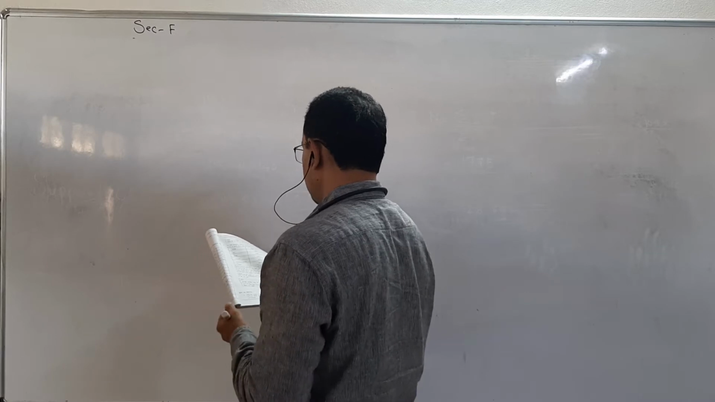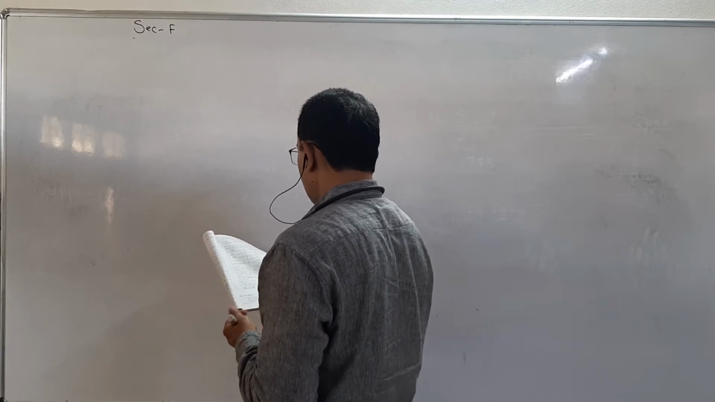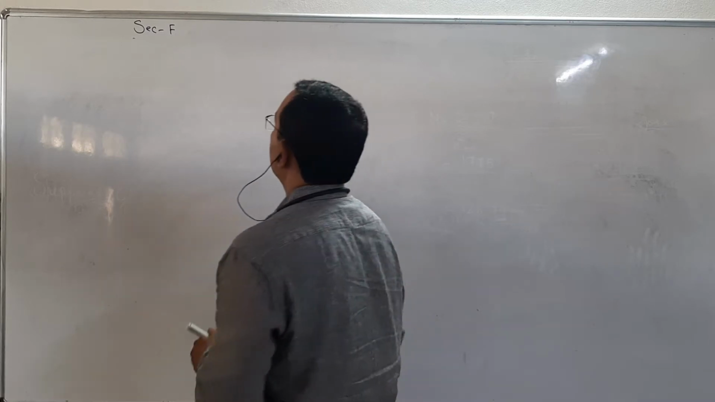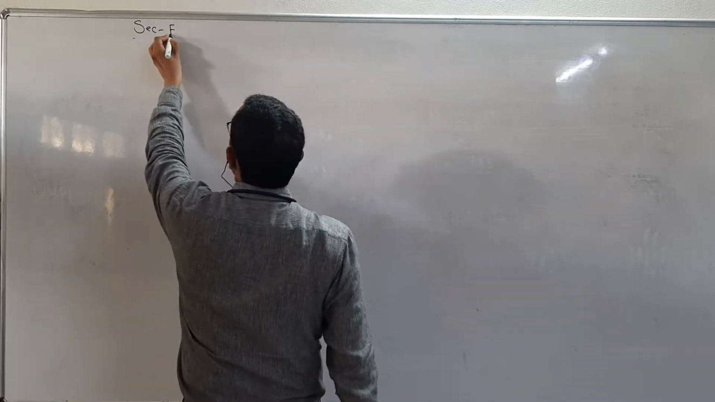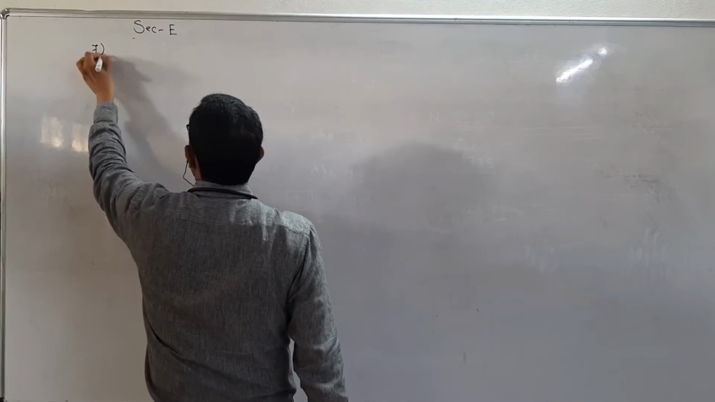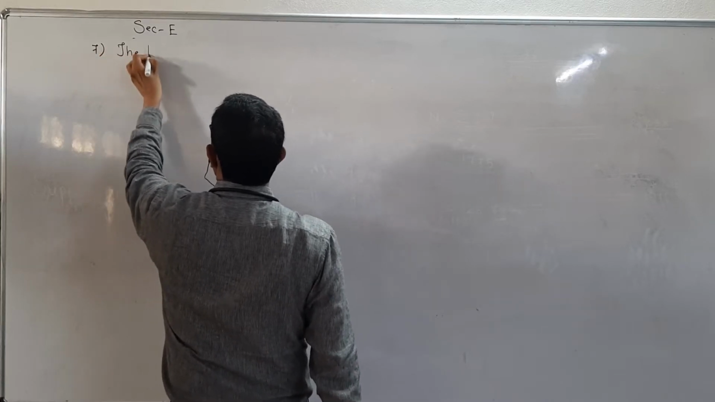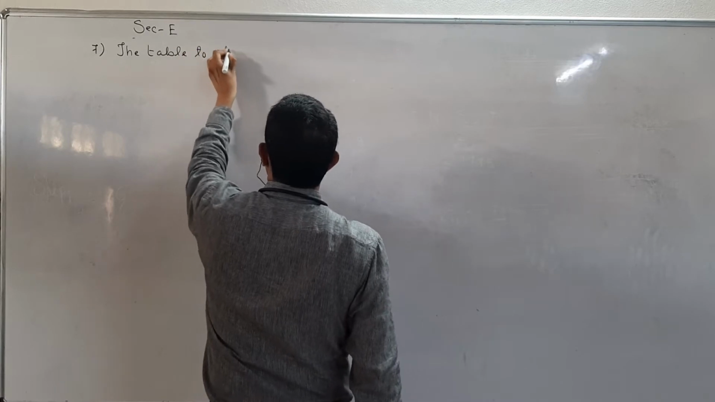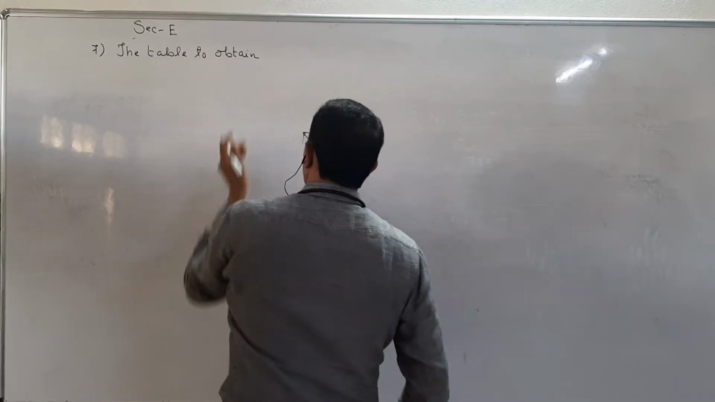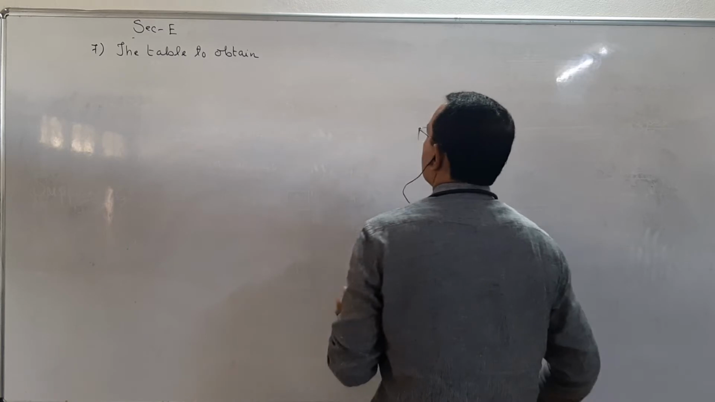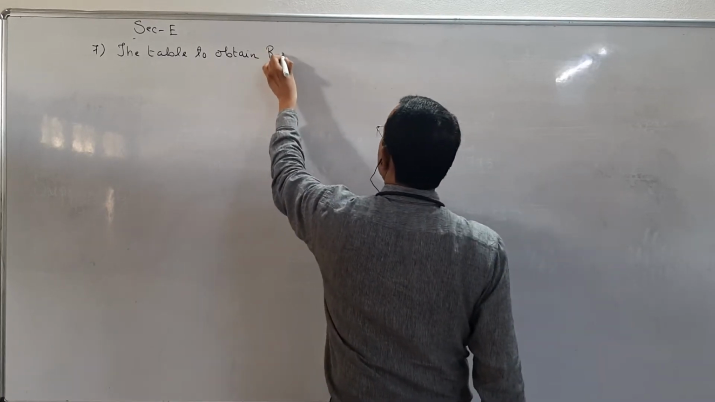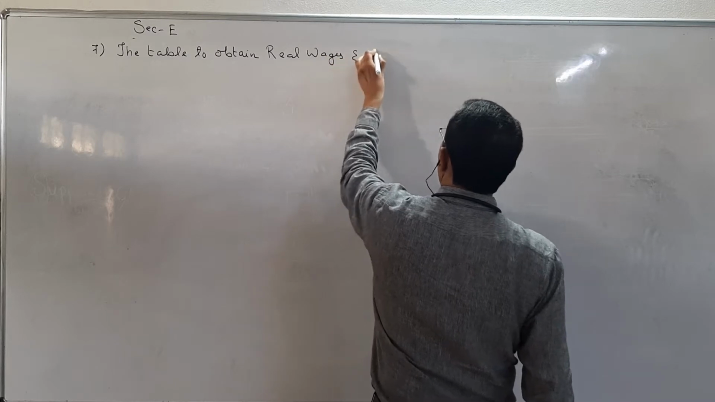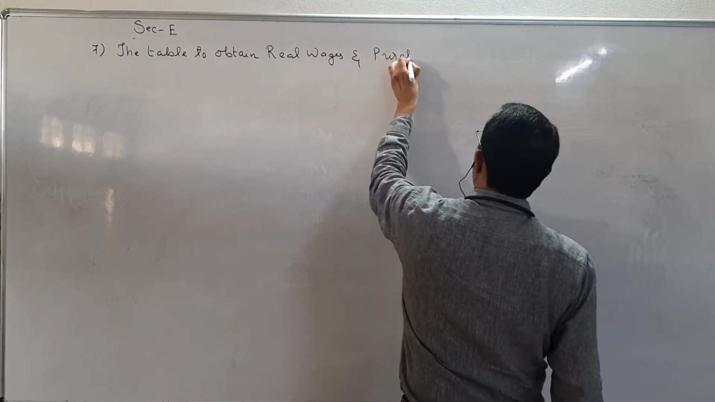Calculate the real wages of a worker class from the following data about their monthly wages. Okay, students. Sum number 7. The table to obtain real wages and purchasing power.